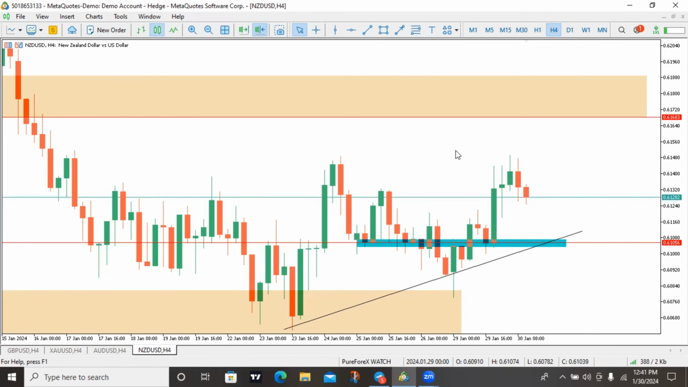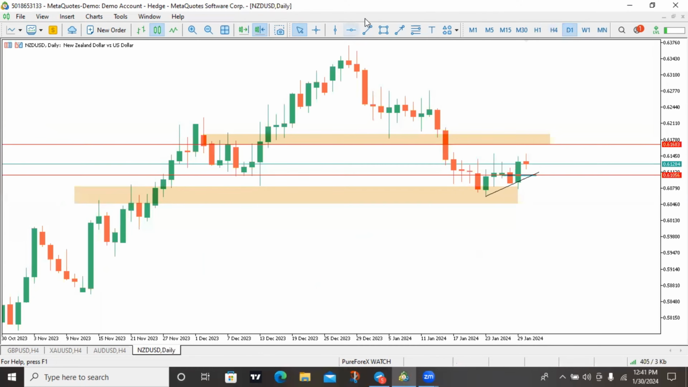So confirmation is what gives us confidence that, okay, when price made a mistake to come here, we're going to short. All right, so let's go to the daily time frame. So this is the daily time frame. What can you see, guys? This is the daily time frame.